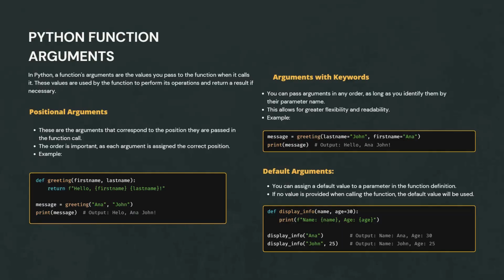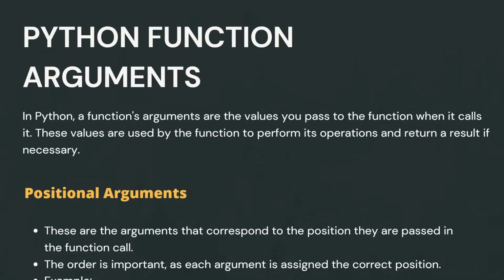So, what are function arguments? Whenever you call a function, you can send values inside it. These values are called arguments. And the function uses them to do its job. Think of it like ordering a pizza. The pizza shop is the function, and the toppings you choose are the arguments. Depending on what toppings you give, the pizza or result will be different.